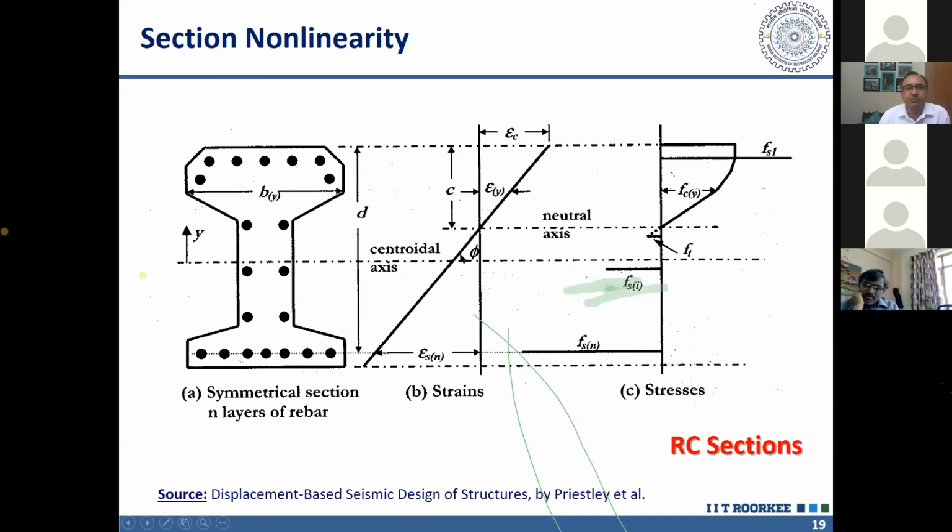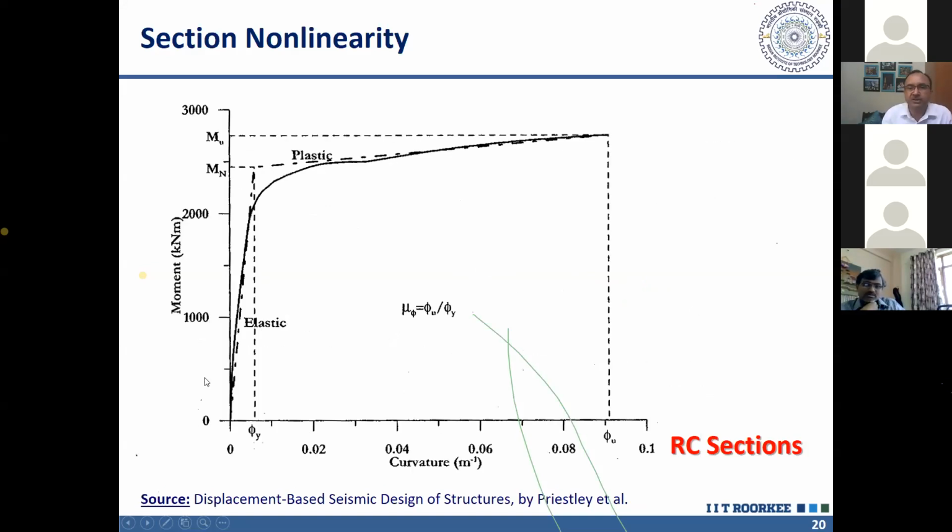And there is an important parameter called curvature. Curvature is given by this angle. The angle the strain diagram is making, that angle we call curvature. Using this section analysis, we can calculate moment capacity at a given strain distribution. We can calculate moment, and we can plot moment versus curvature. So we get a moment-curvature relationship. This is very important. This is the basis of all our analysis.